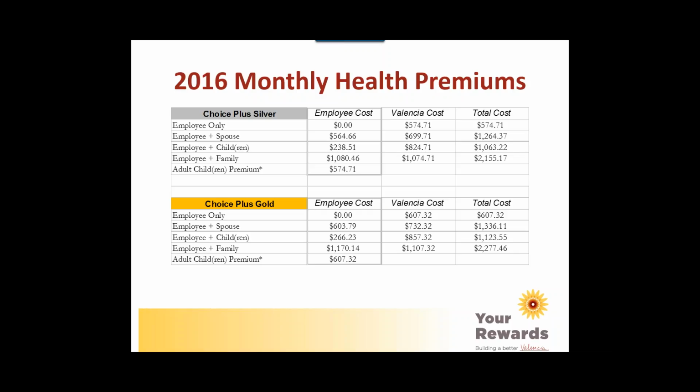So say, for instance, I wanted to cover my spouse and I wanted to cover my 27-year-old adult child on Valencia's health plan. Under the Gold plan, I would pay $603 for my spouse coverage, but then pay $607 in addition to that for my adult child. So that would be a little over $1,200 that I would pay to cover my spouse and my adult child under the Gold plan.